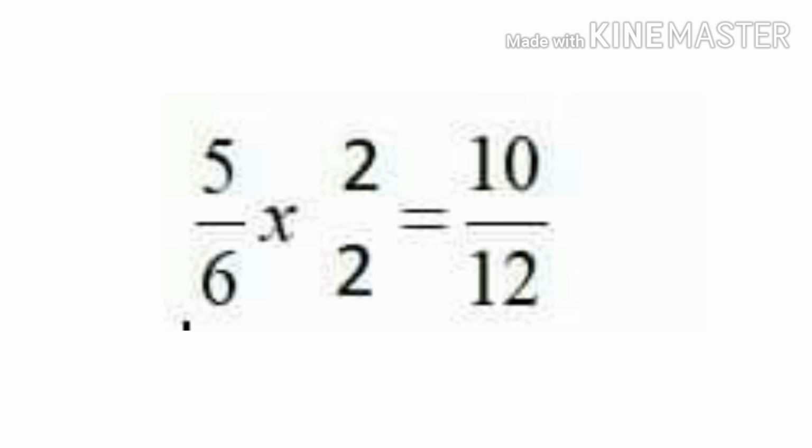So what is 5 times 2? That would give us 10. And 6 times 2, that would make it 12. So instead of writing 5/6, you are going to write there 10/12.